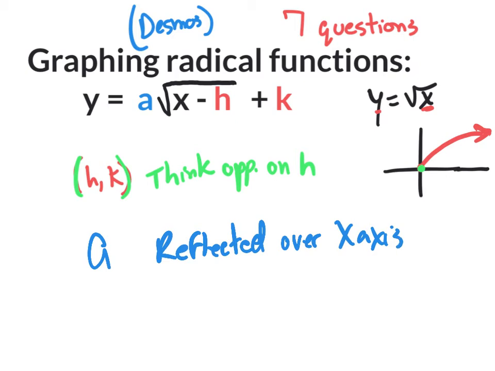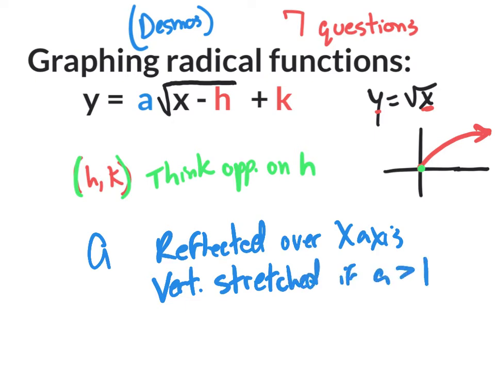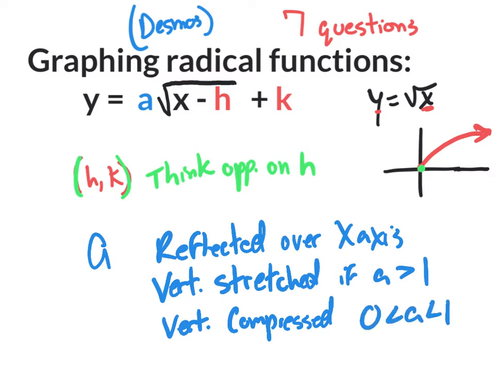What else does it tell you? It tells you if it's vertically stretched. That's if a is greater than 1, or vertically compressed if it's a value between 0 and 1, a value that's like a fraction or a decimal between 0 and 1. Okay? So all of these things are very important, and they will help you immediately find answers, right?